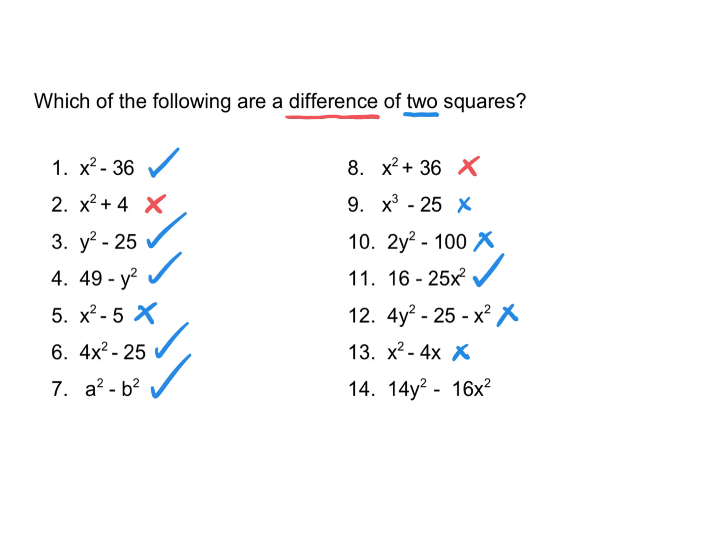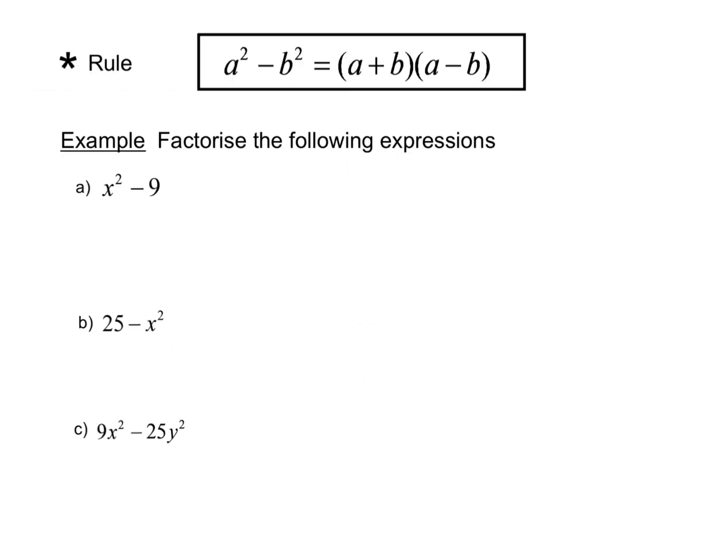And down here, we've got 14y squared, take away 16x squared. Because the 14 is not a square number, this term is not a square. So again, that's not a difference of squares. Now that we've looked at what a difference of squares looks like, we can go into the easy part, which is doing the factorising. The harder part is actually identifying the difference of squares.